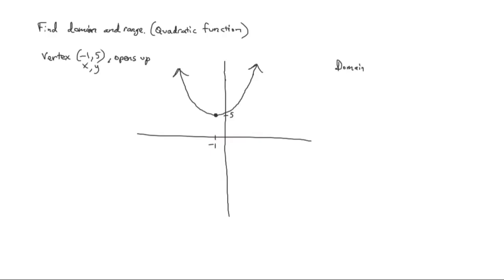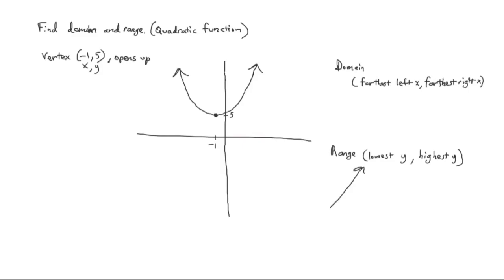When you're trying to find the domain, this is talking about all the x coordinates. So in other words, you have the farthest left x, comma, the farthest right x. And when it's talking about range, this is going to be the lowest y, comma, the highest y. Now, I drew parentheses, but for the range on this kind of question, you're going to have a bracket. Now, let's go back to domain.